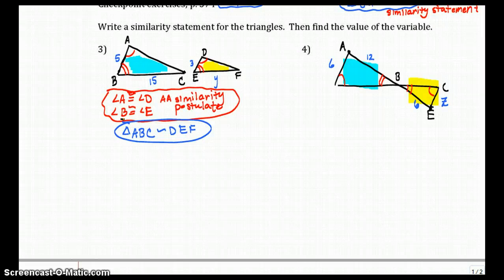It says then find the value of the variable. So once we know they're similar triangles, then if two of the angles are congruent and it's similar, then the third angle is congruent. If the angles are congruent, then the sides are proportional.